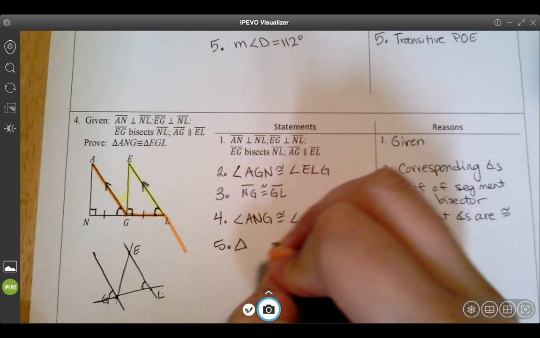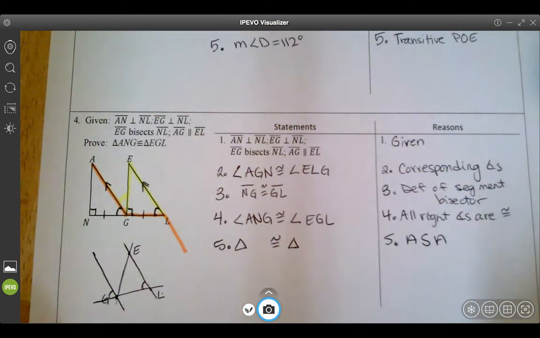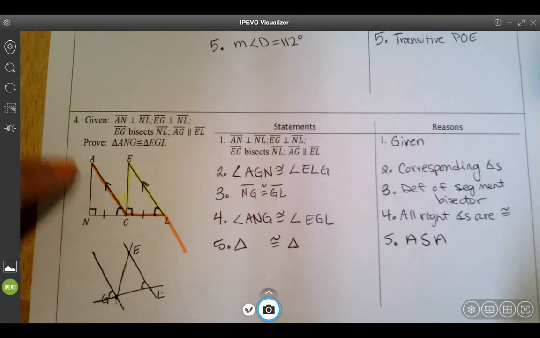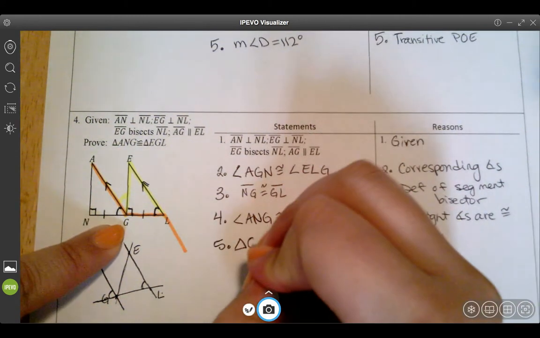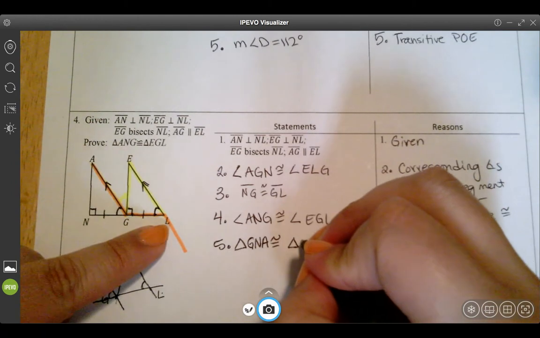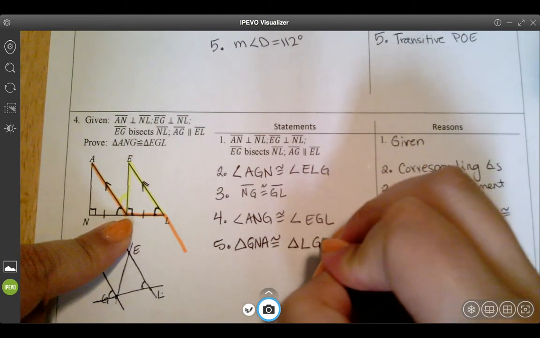And so we create our triangle congruence statement very carefully. Again, I'm going to say congruent, right, blank. So GNA congruent, right, blank. LGE.